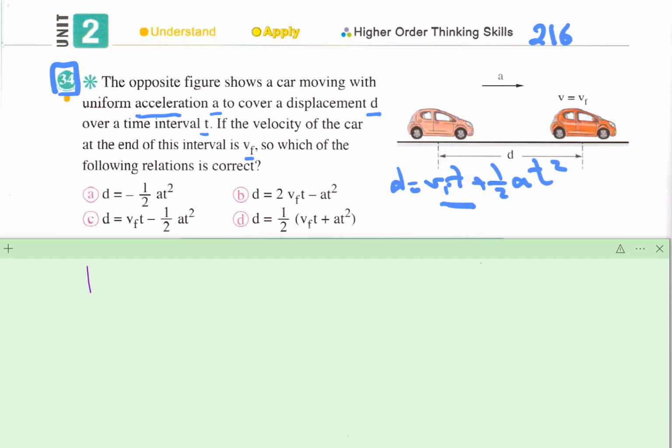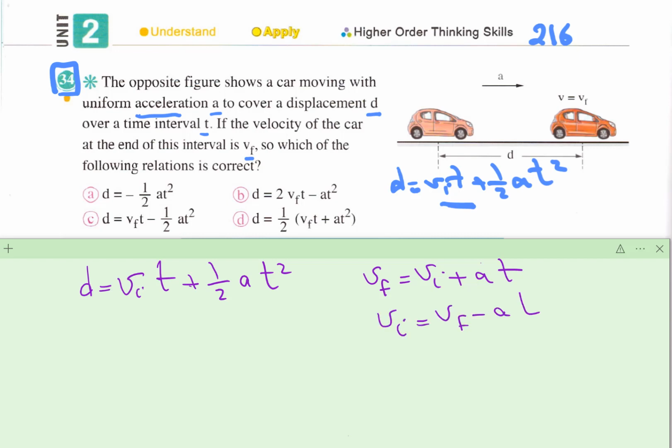At the beginning, you know well that D equals V initial T plus half A T square, and also V final equals V initial plus AT. As you see, we don't have V initial in the choices, so let's get V initial from this law. V initial equals V final minus AT, I took AT to the other side. We use this law here.